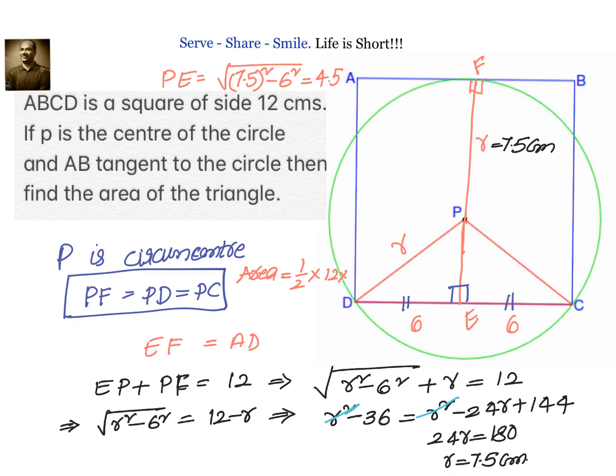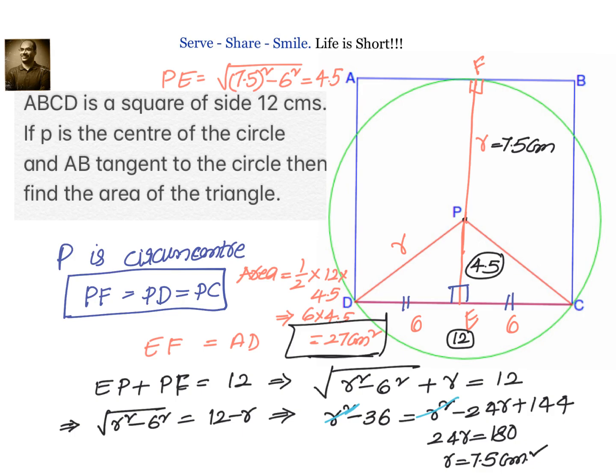So we can substitute here half into 12 into 4.5. That is 6 into 4.5, which will give you 27 cm square. So our answer, the area of the triangle, is 27 cm square. Once you find R, everything becomes pretty easy, because we know this is 4.5 and this whole thing is 12. So half into 4.5 into 12 gives us the area as 27 cm square.